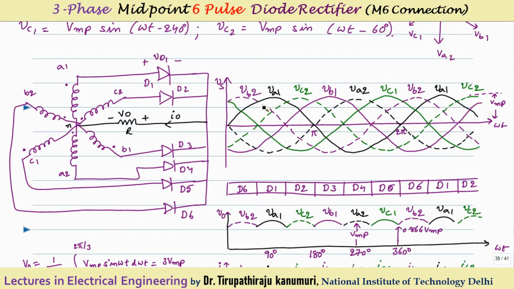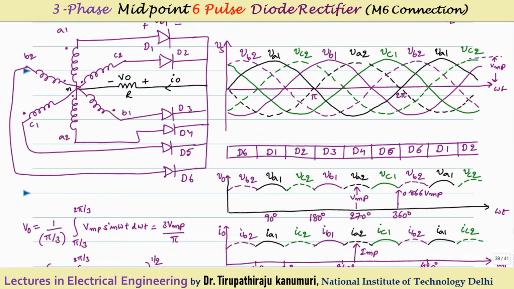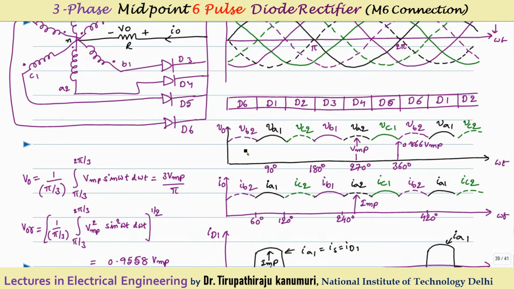So diode D6 voltage will be equal to VB2 minus V0. Now output voltage is VA1, so automatically it will get reverse biased and it will turn off. In that way the adjacent diodes will turn on and turn off automatically using natural commutation. So you can see that the output is repeating after every 60 degrees.